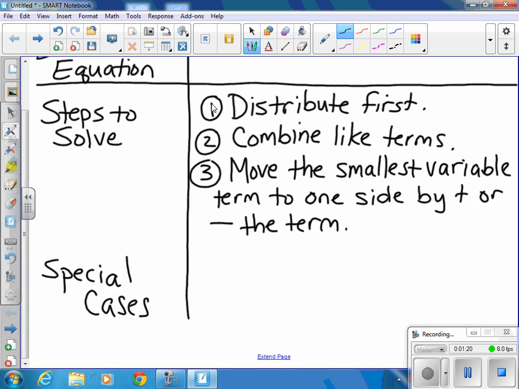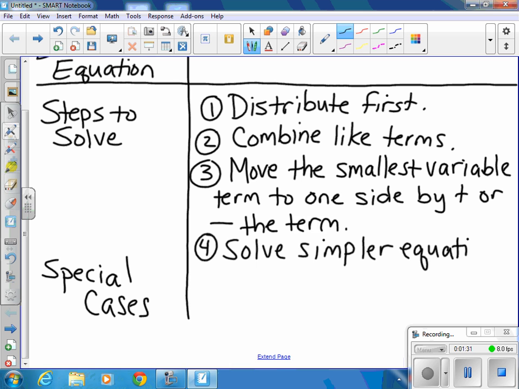Once you get past that step, you're just going to solve a simpler equation. Sometimes it's a two-step equation and sometimes it's a one-step equation. Just depends on what you're left with. So we basically just say solve the simpler one.